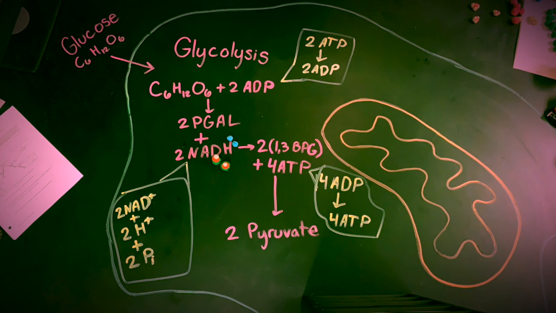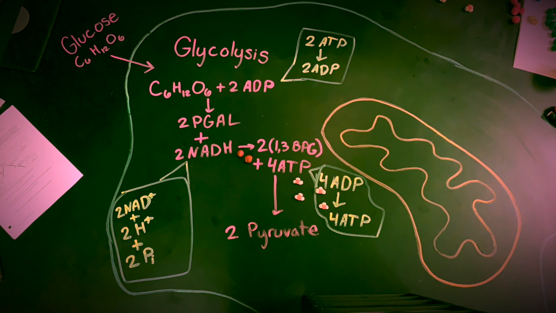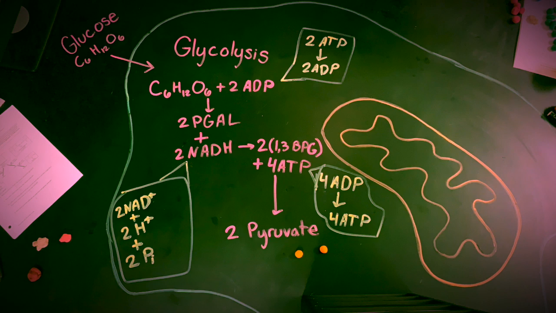The amount of ATP produced from substrate-level phosphorylation in glycolysis, however, is relatively small. Much more ATP is produced in the later steps of cellular respiration.